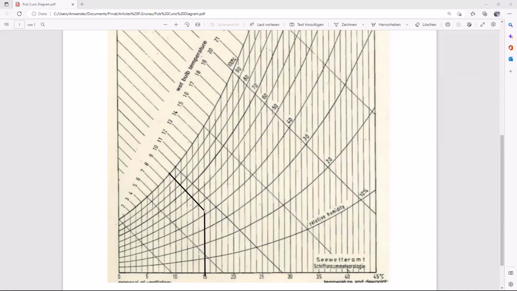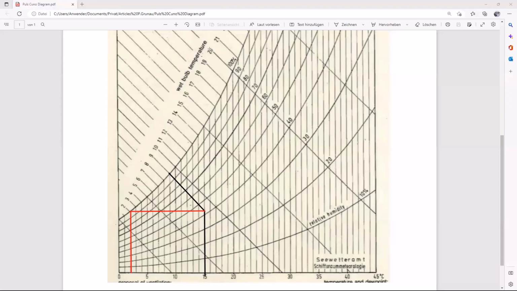So here we go to the left side, parallel to the dry cargo temperature abscissa, until we reach the wet bulb temperature curve here, and then we go straight down until we intersect again with the abscissa for the dry cargo temperature, and this one here is our dew point.